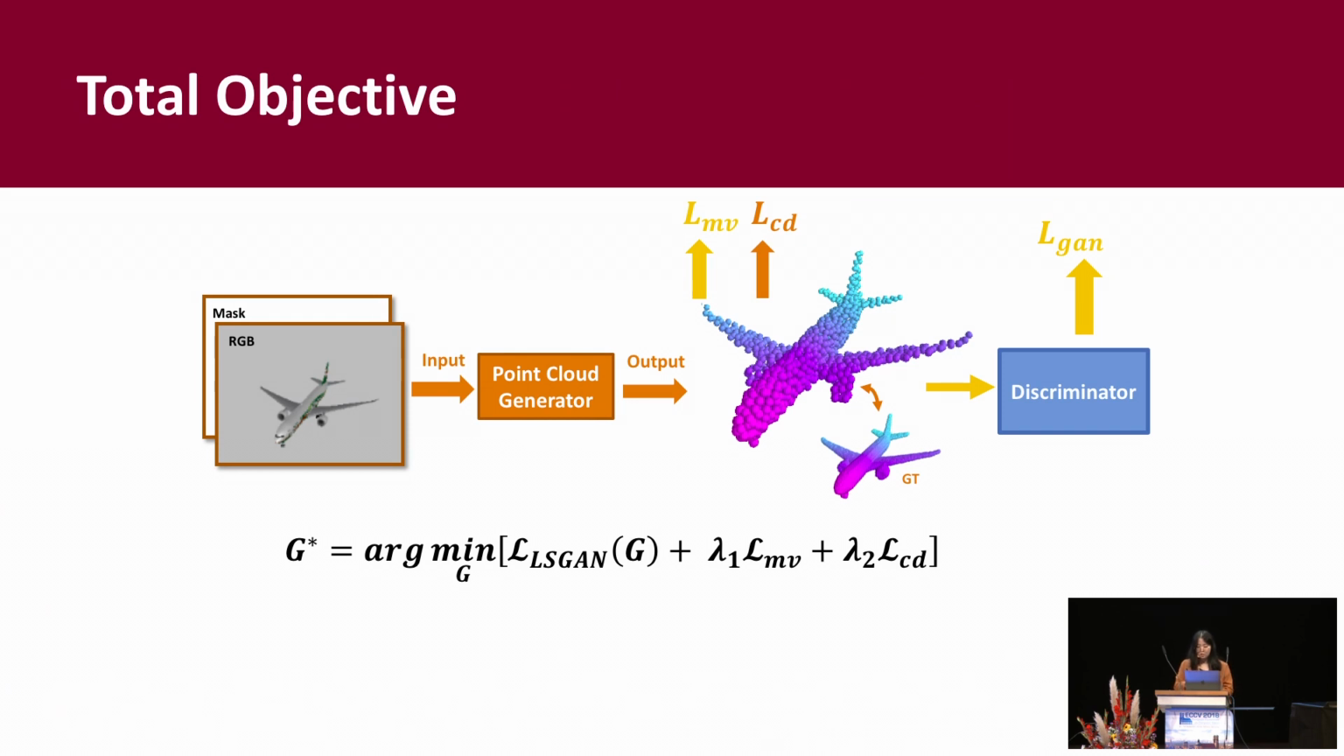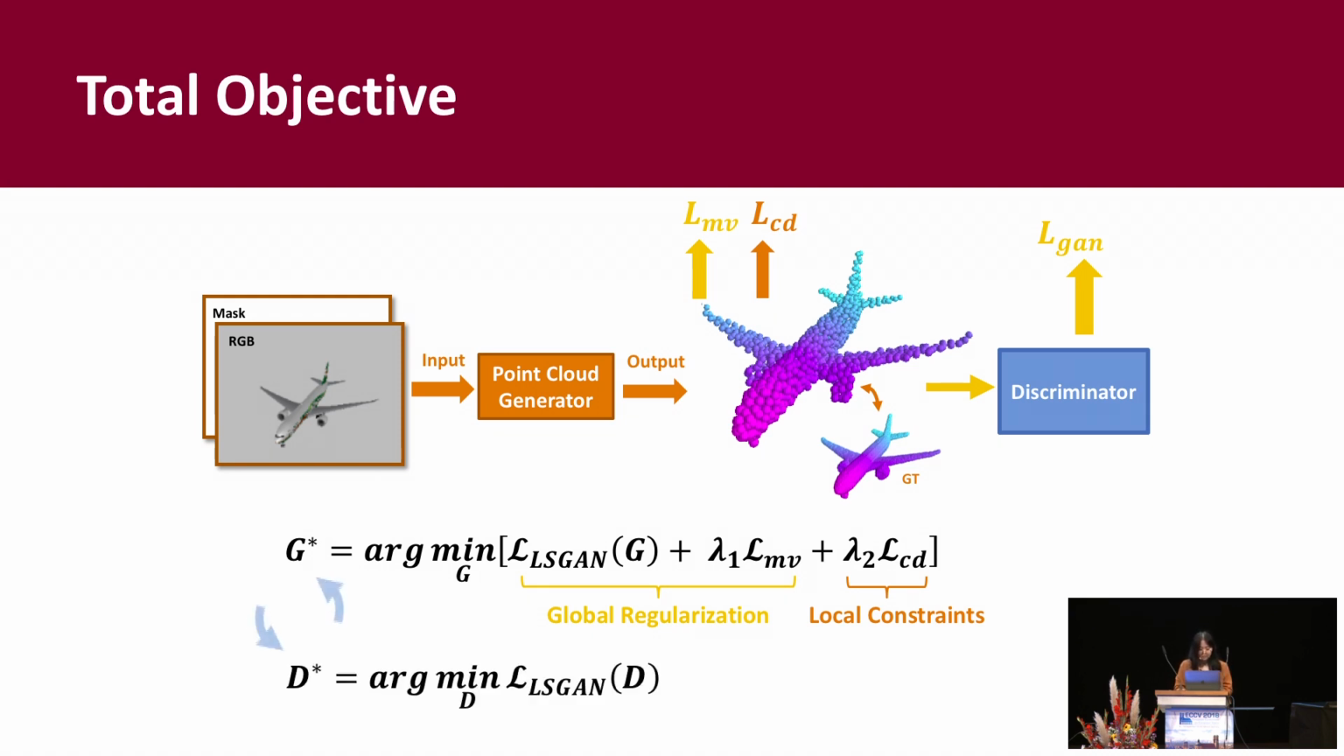The total objective tries to constrain the predicted 3D point cloud in both global and local ways. We combine the conditional adversary loss and the geometric consistency loss as GAL for global regularization. We also use chamfer distance to measure the point-to-point similarity of two point sets as a local constraint. The generator and the discriminator are optimized alternately during the training process.